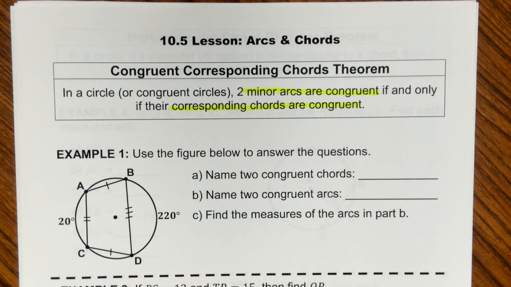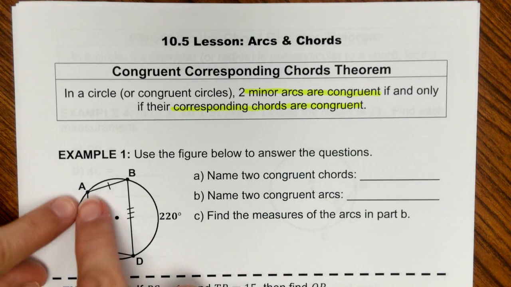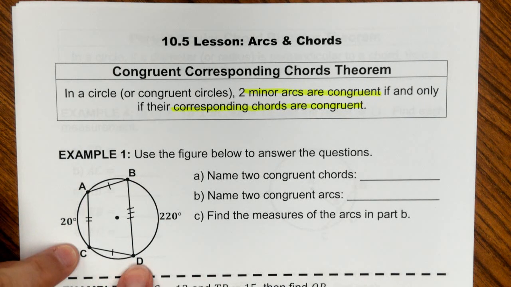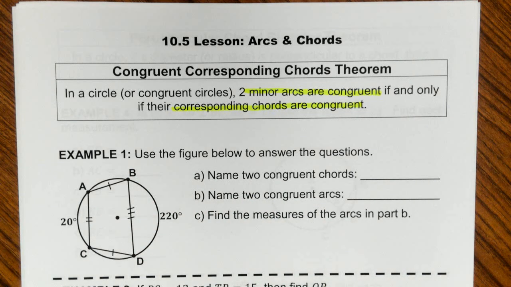It's like an extension cord. Starts and stops. So here, segment AB is a chord. Segment AC is a chord. Segment CD is a chord. Segment BD is a chord. They all have endpoints somewhere on the circle.